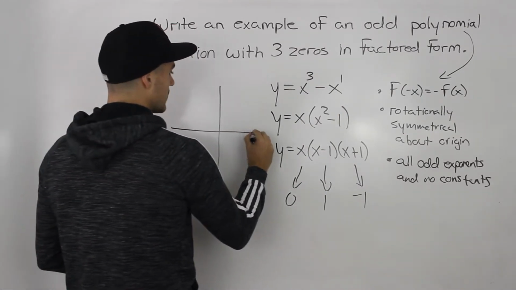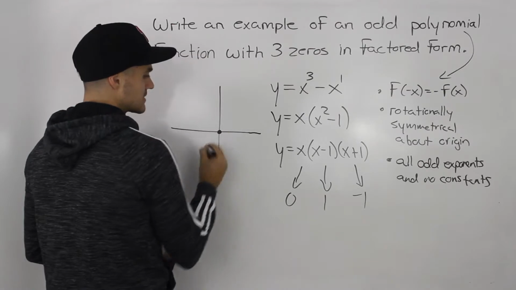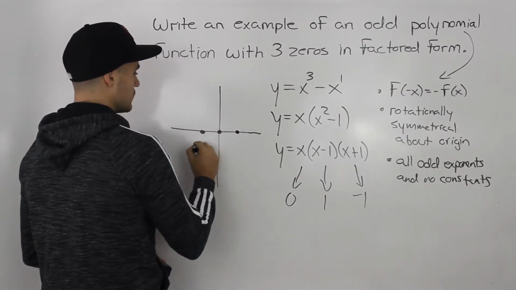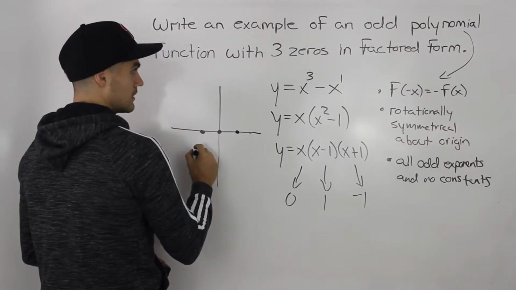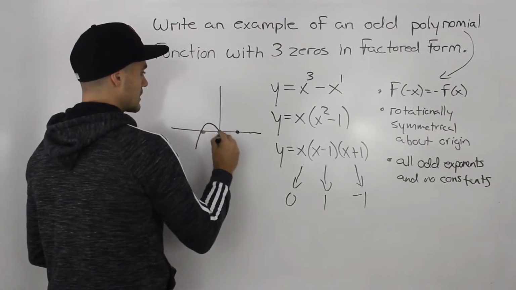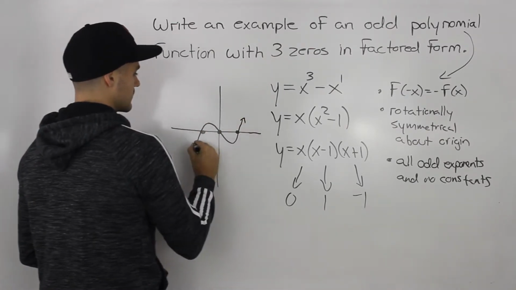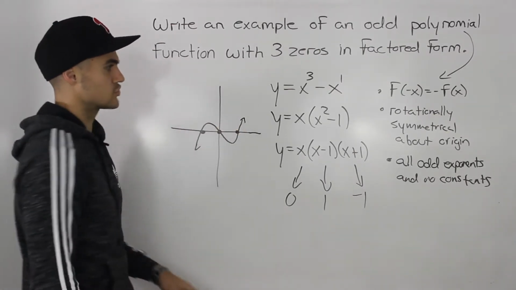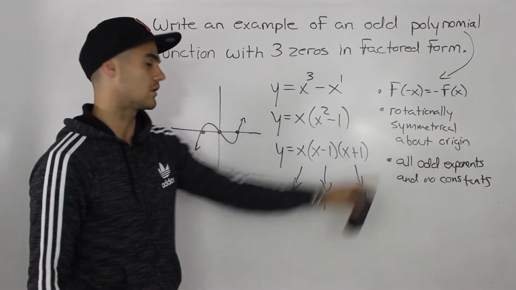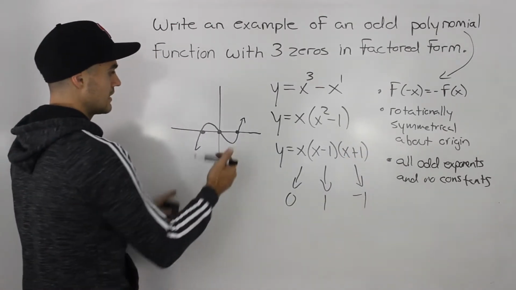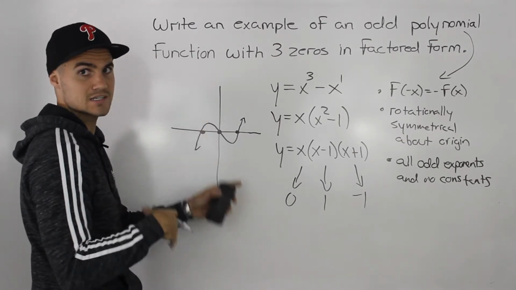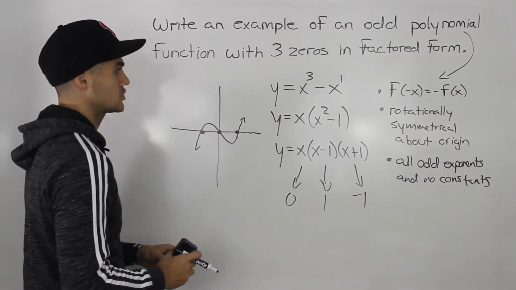So graphically, the way this function would look, x-intercept at 0, x-intercept at negative 1, at positive 1, and it would look something like this. And notice how it's rotationally symmetrical about the origin as well. Or another way to look at it is if we reflect this in the y-axis and then in the x-axis, we would get the same function.